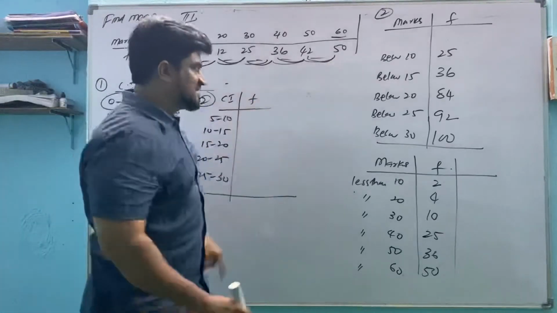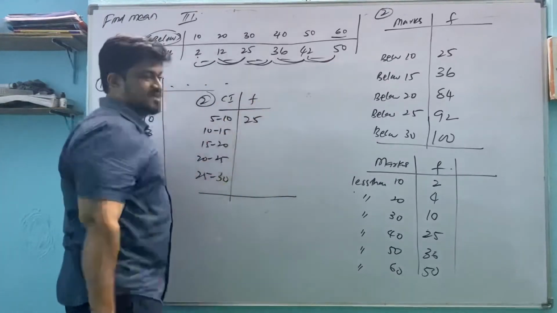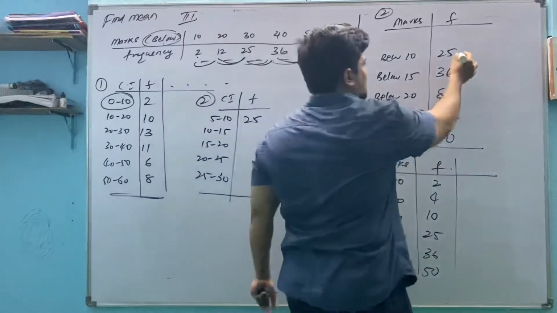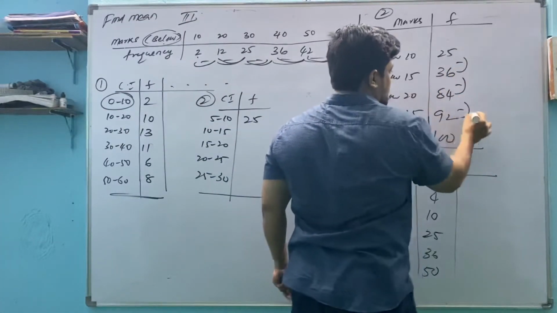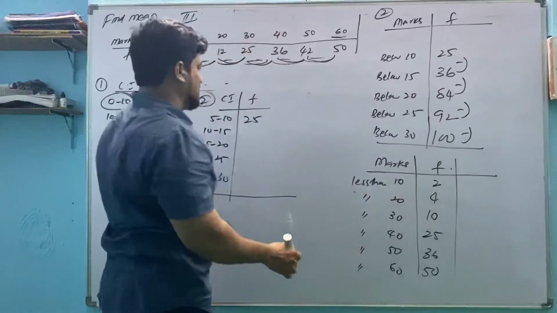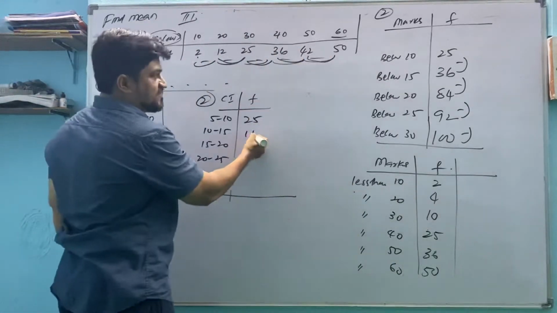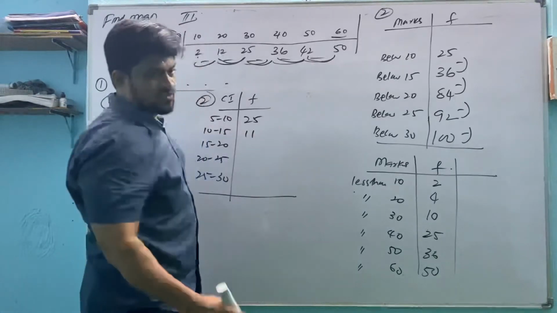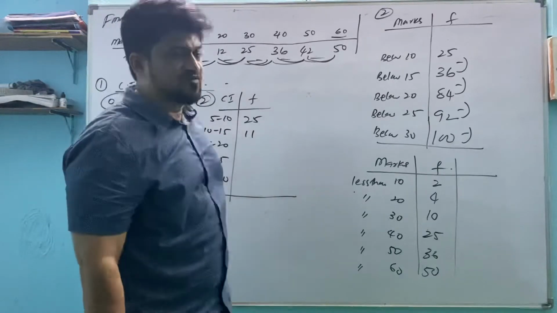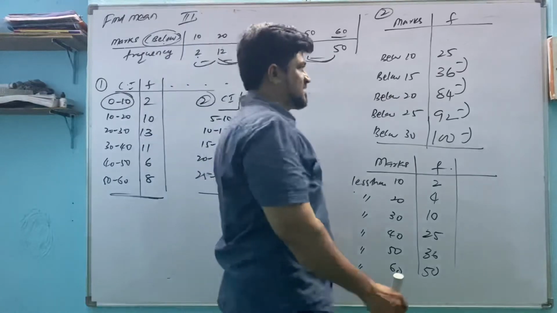Now first frequency as it is. Then the rest of them you have to subtract and write. What will we get? 36, don't do 25 minus 36, negative value. 36 minus 25. 84 minus 36. You can use a calculator, there is a provision for using it. 84 minus 36, how much?